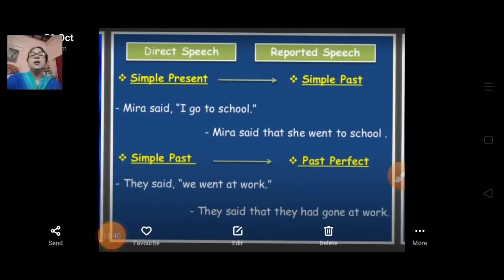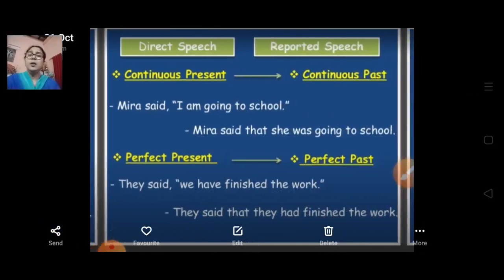Now let's see the next example of making direct into reported speech. If it is written in simple present tense, it will change into simple past tense, as we have discussed. So here you can see: Meera said, I go to school. Meera said that she went to school. They said, we went at work. They said that they had gone at work. Now here we are going to learn the second rule of changing tenses: continuous present tense will change in reported speech to continuous past tense.